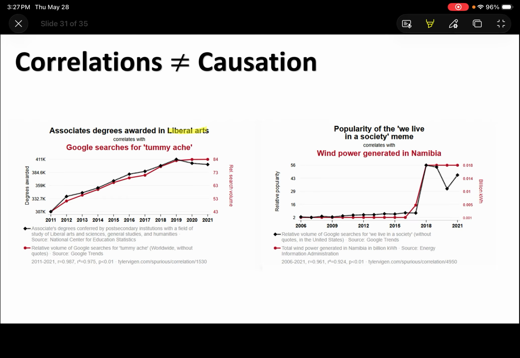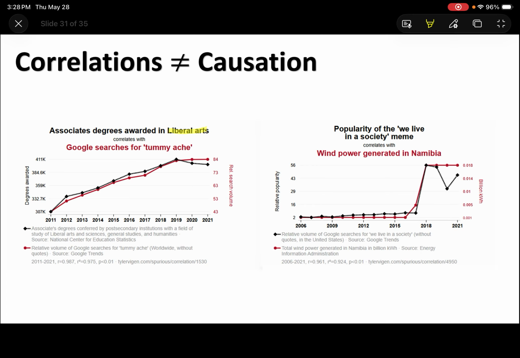Another example, there is a meme, right? The meme, we live in a society, right? You've looked at how popular this meme is, and we can correlate it with wind power generated in Namibia, right? Two completely different things, but if you were to graph them and look at their correlation, you would see that they are positively correlated with each other.